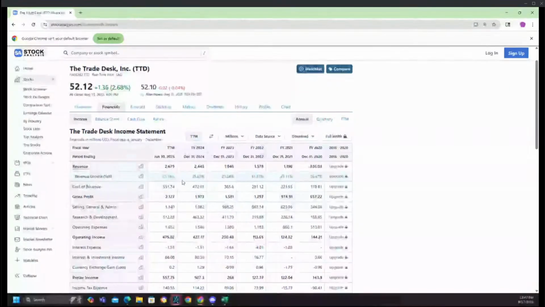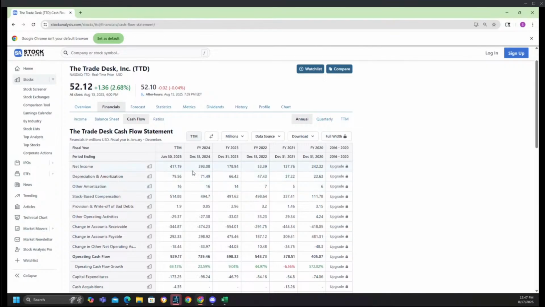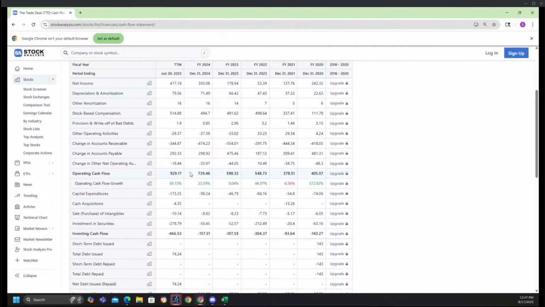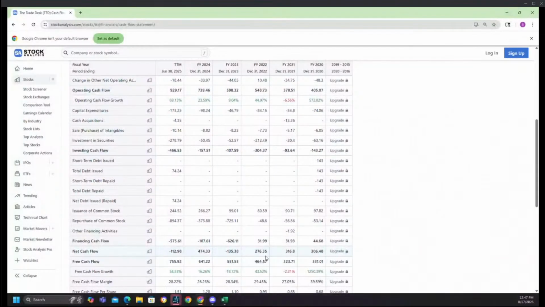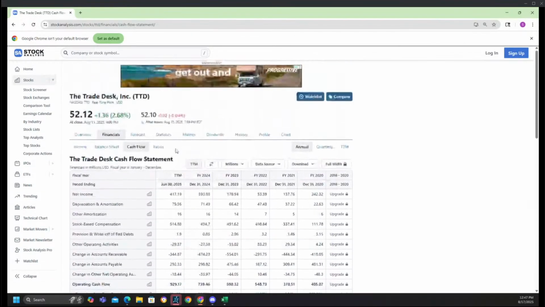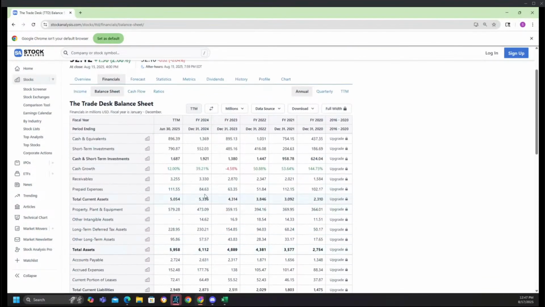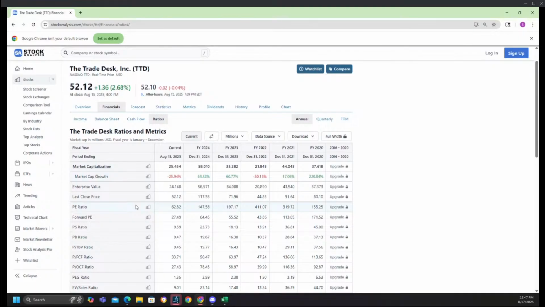They're growing at double digits, right? And their cost of revenue is a little bit higher. Cash flow is actually not bad. So here they probably had some investments. If you look at the free cash flow, it's growing here. I mean, this is the lowest P/E that they've had.